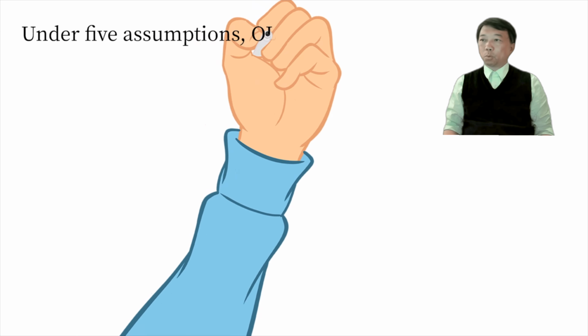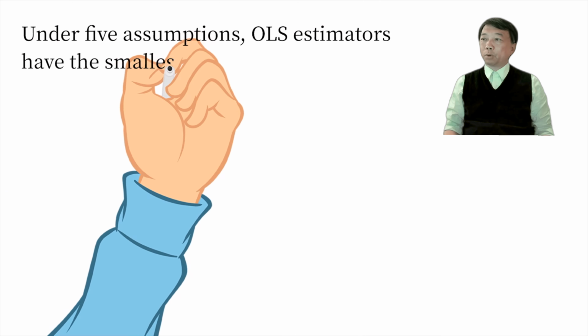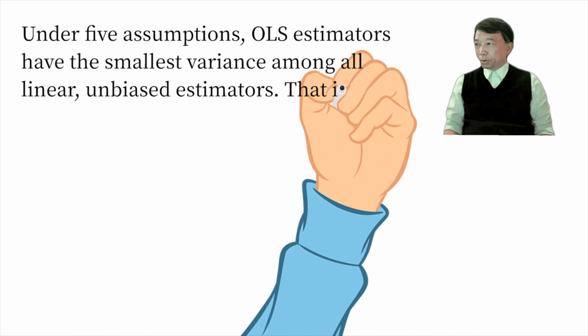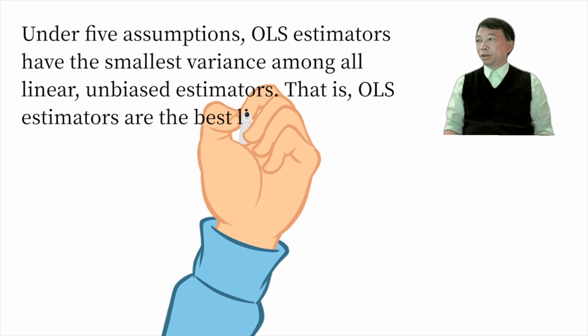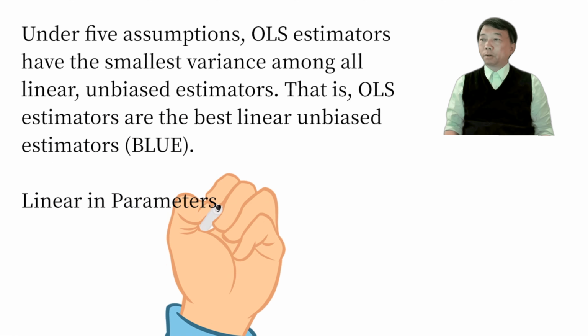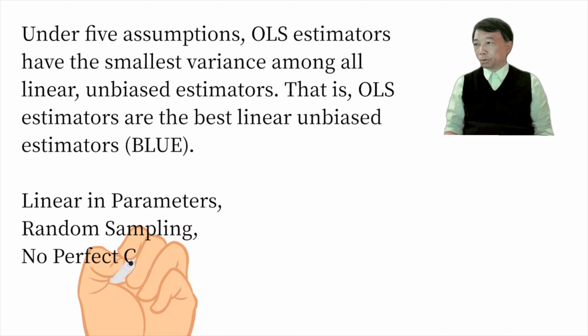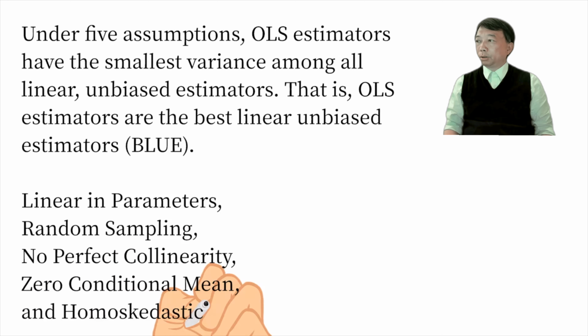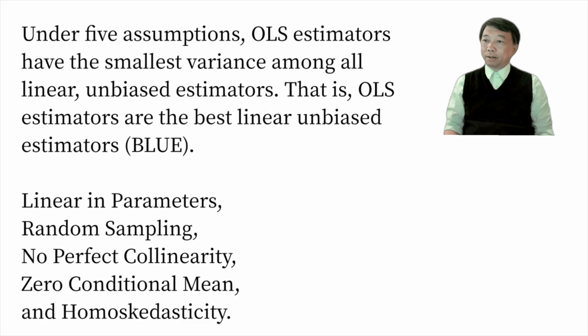Constant variance is one of the classical linear regression assumptions because it leads to the efficiency of the OLS estimators. With the homoskedasticity assumption, along with the other 4 classical assumptions: linear in parameters, random sampling, no perfect collinearity, and zero conditional mean, the OLS estimators have the smallest variance among all linear unbiased estimators.